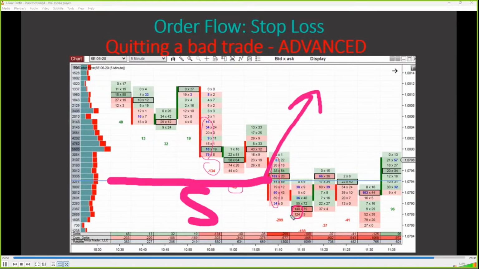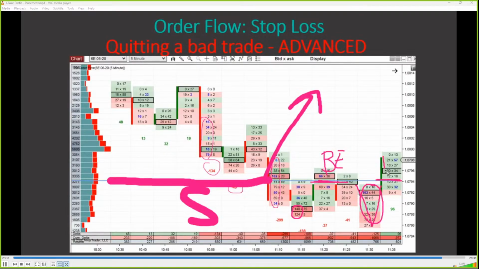And this is a thing which usually gets tested. Heavy volumes at low of a candle, especially in a trend. So when you're offered a chance, you should quit the trade.